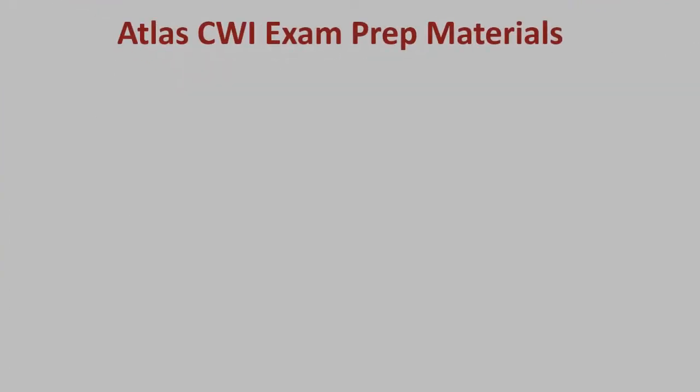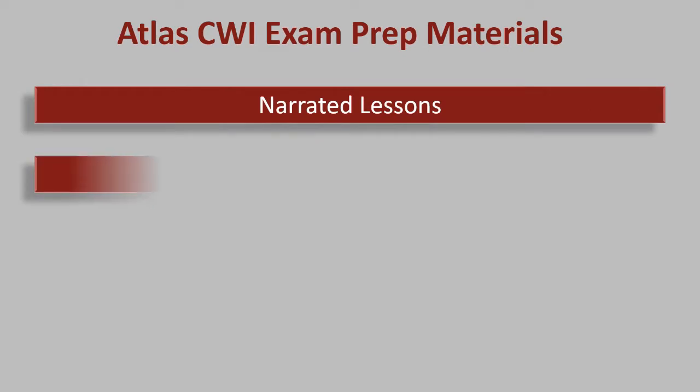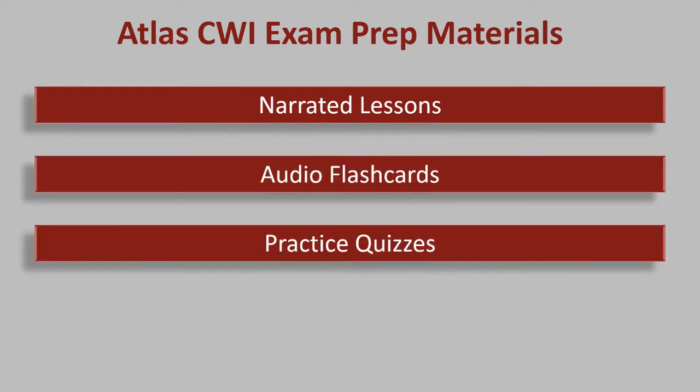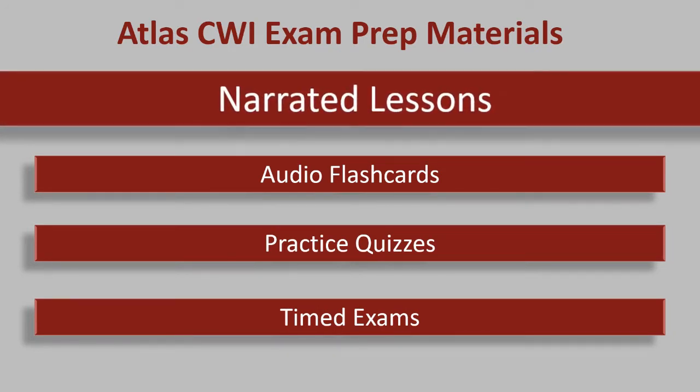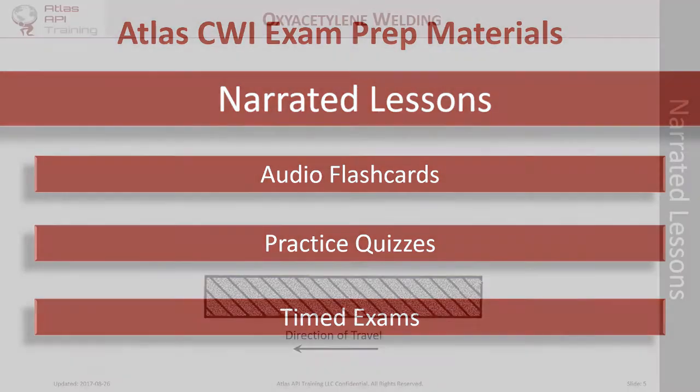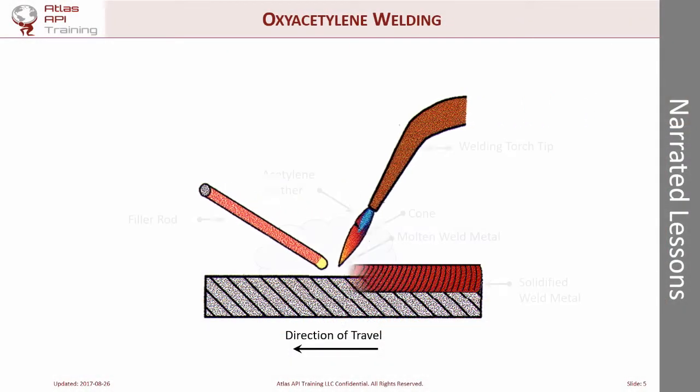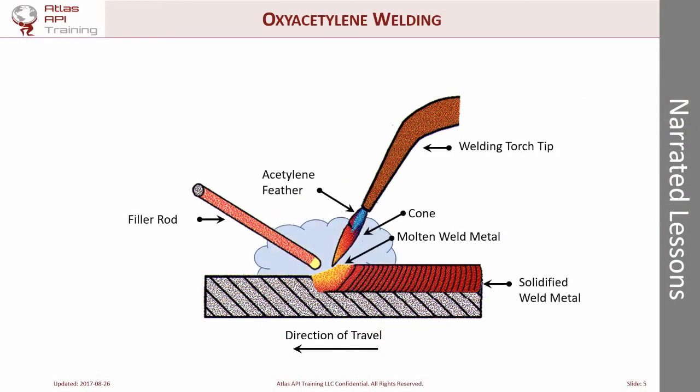The Atlas CWI Exam Prep course consists of 4 different sets of study materials: narrated lessons, audio flashcards, practice quizzes, and timed exams. Now we're going to take a brief look at the narrated lessons. This is a typical animation that we have spread throughout our lessons. For the Part A fundamentals, we have 9 lessons, each one lasting about 45 minutes long, and they all contain an assortment of presentation types such as this animation and the next one that's coming up, which is more of a text-based animation slide.